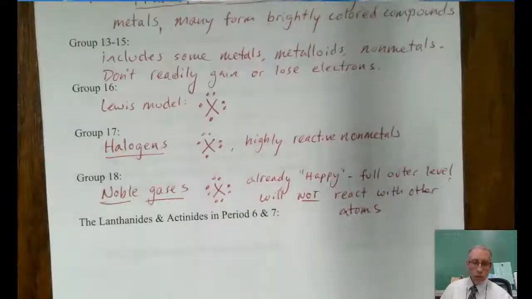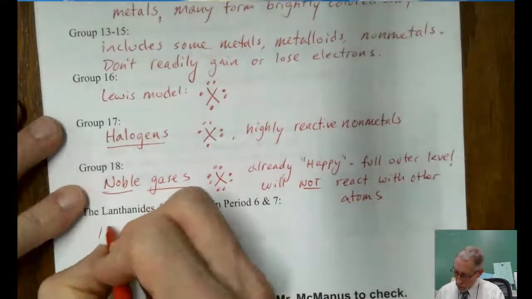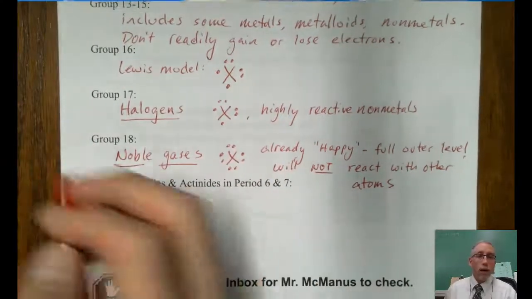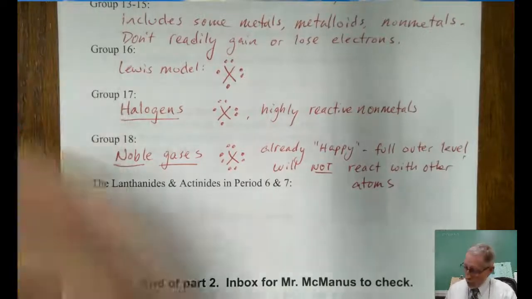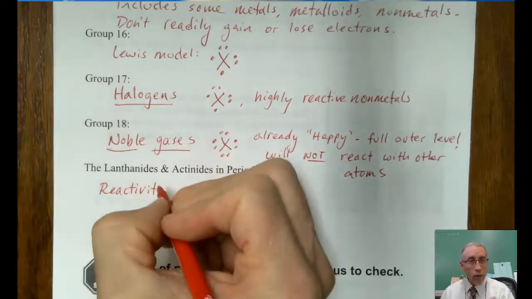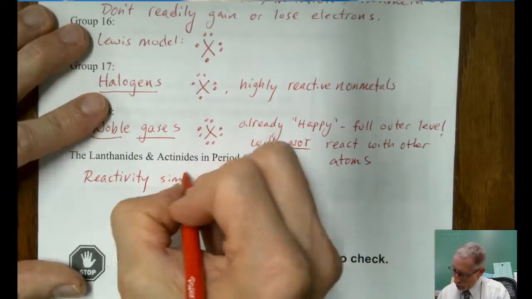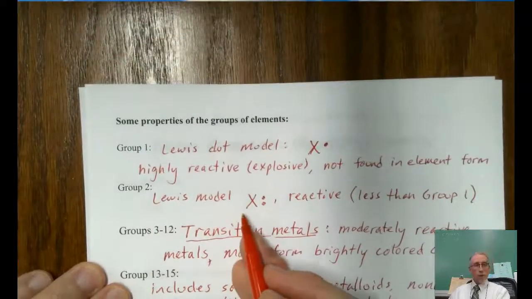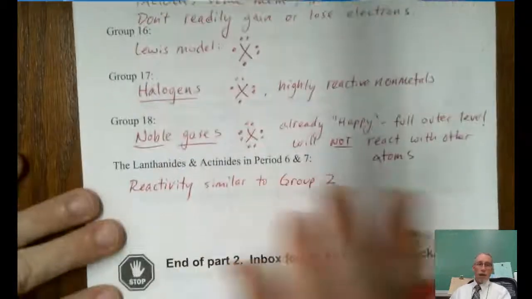Okay? So these are just 28, I guess, 28 metals of different kinds, some of them with very interesting names, and all very different. So I can't give you a dot symbol for these because they're all very different. But I will say their reactivity, how they interact with other atoms, is similar to the group 2 metals. So remember in group 2, they had 2 outer electrons. They were somewhat reactive, but not highly reactive.